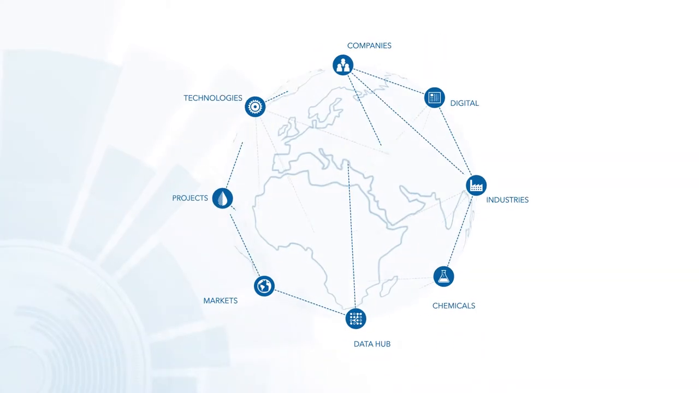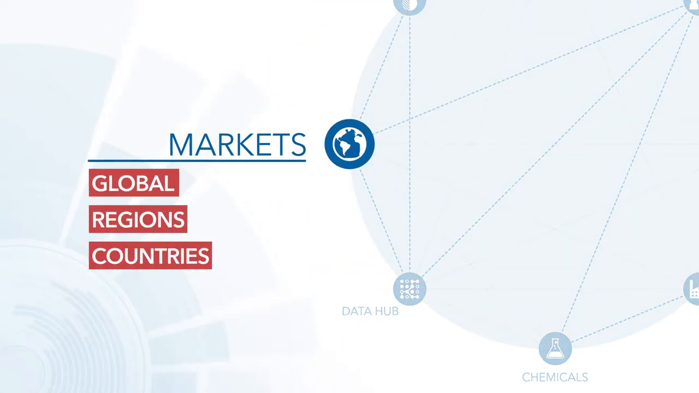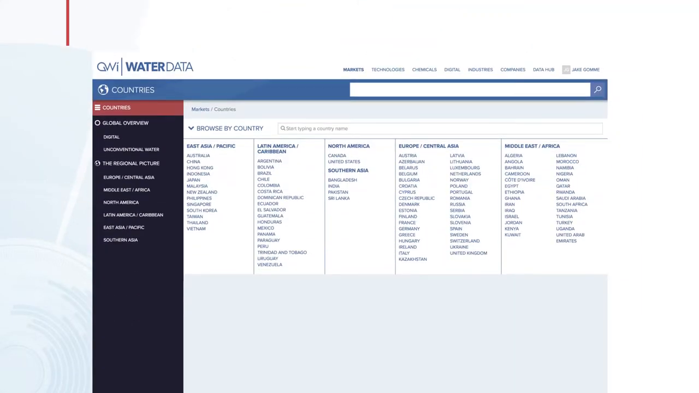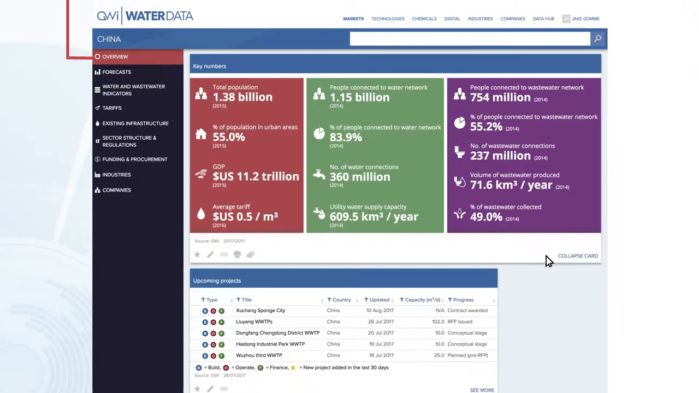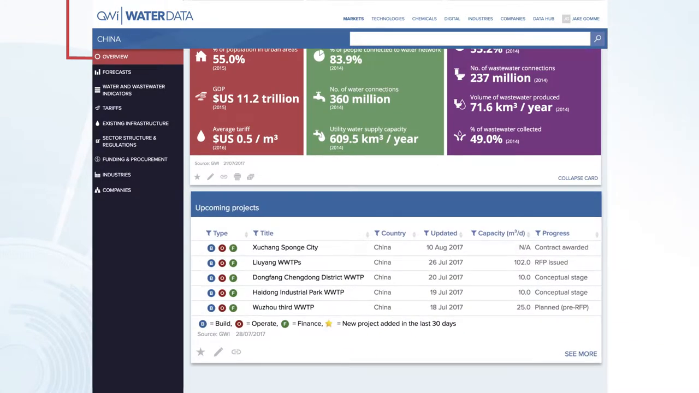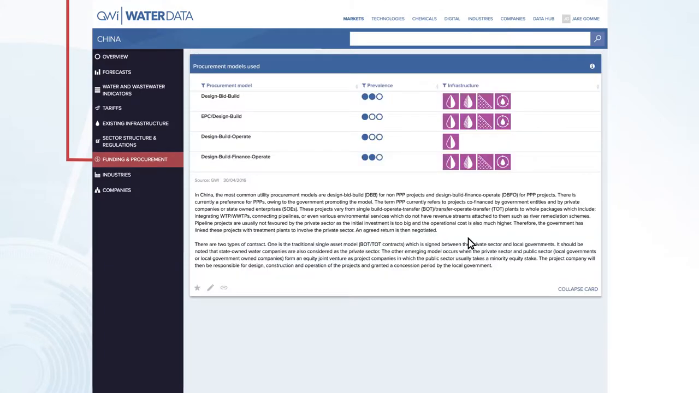Water Data maps the municipal and industrial water and wastewater markets. View global and regional market breakdowns, or drill down further into country markets. Assess the market's viability with key indicator cards. Identify the major upcoming projects. Understand the procurement models and market dynamics to identify opportunities and barriers to market entry.